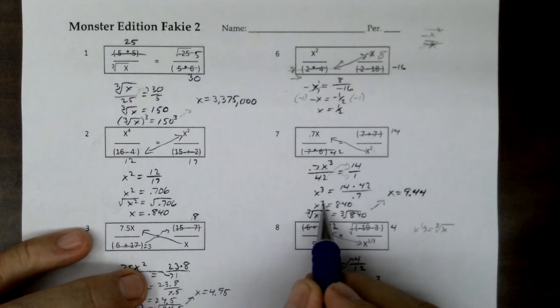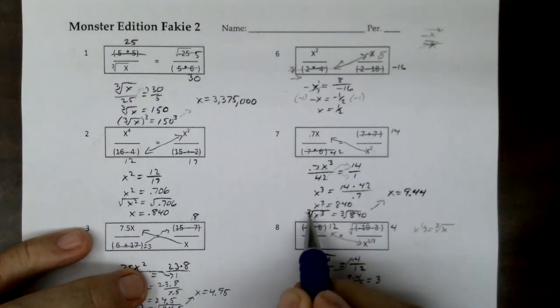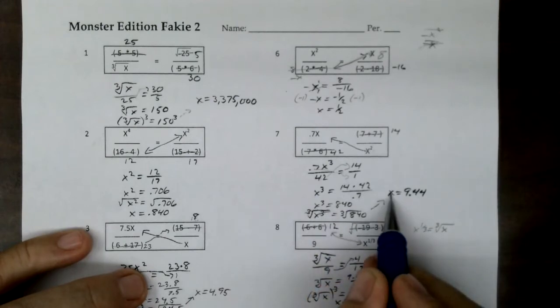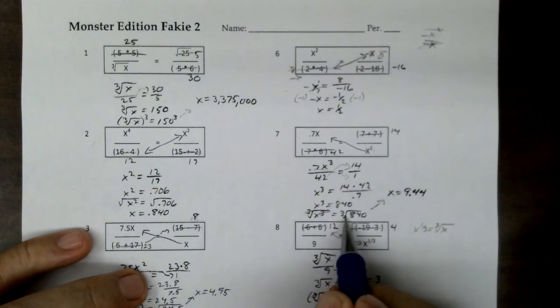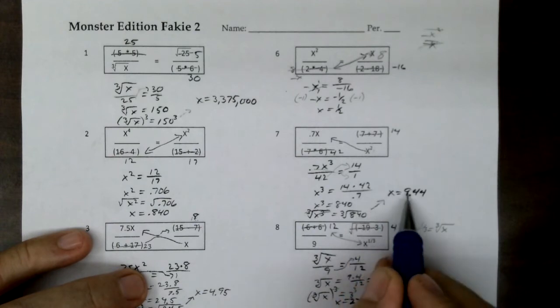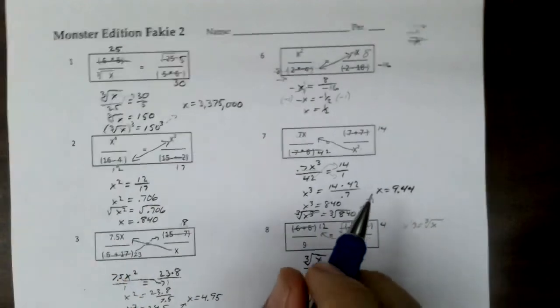So how do I undo a power? With a corresponding root. So I will take the third root, and this will unzip here and give me regular x. And I must take the third root of both sides or it doesn't work. And then I find out on my calculator that this is 9.44. How do I do that?